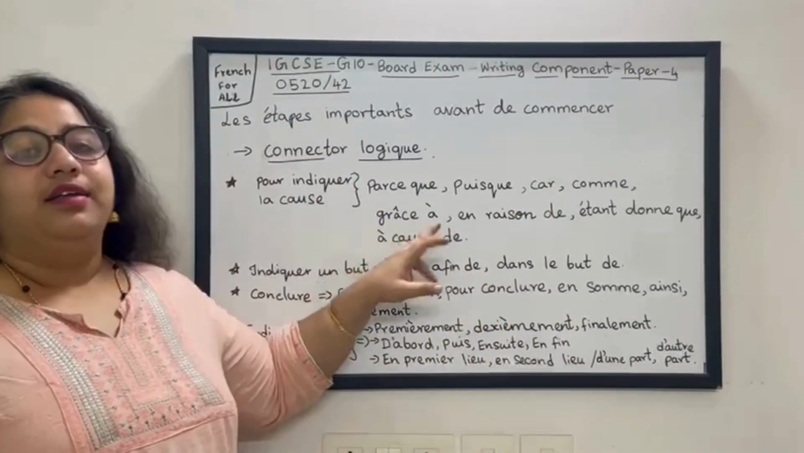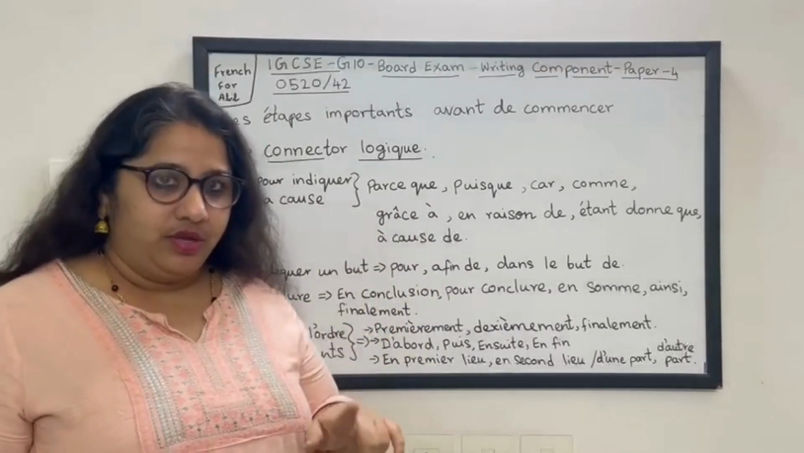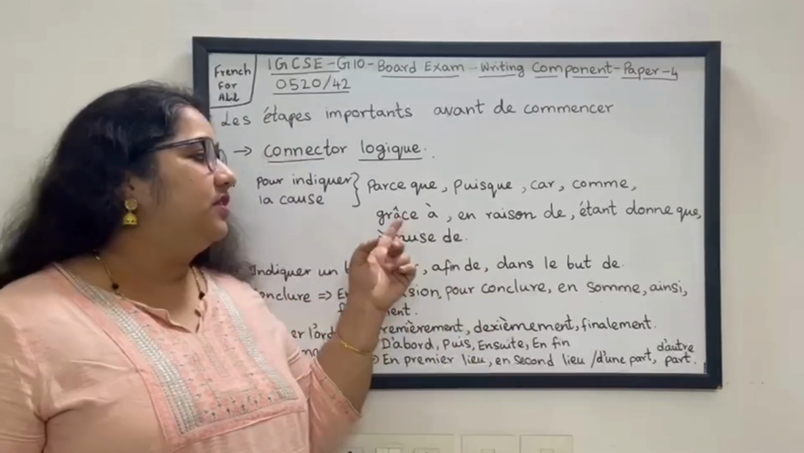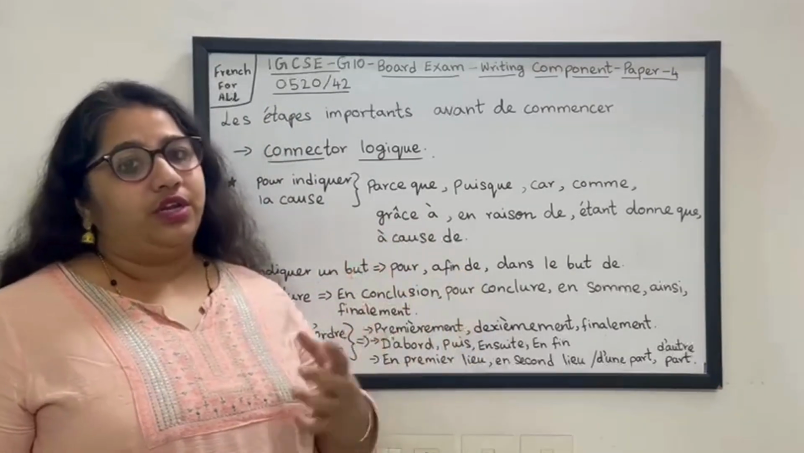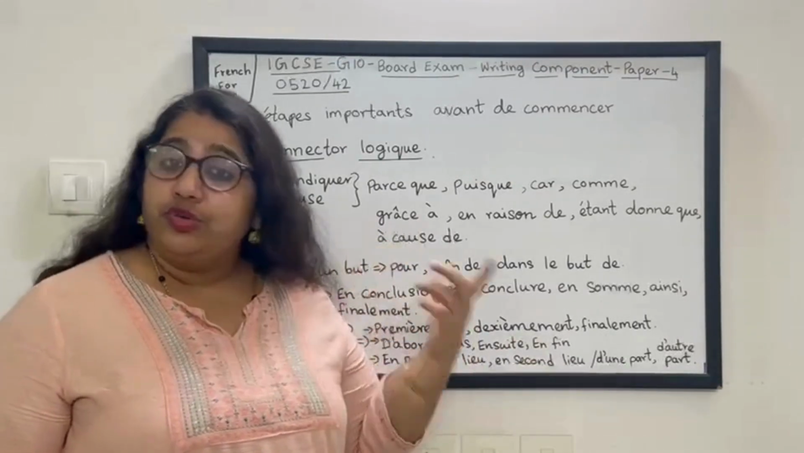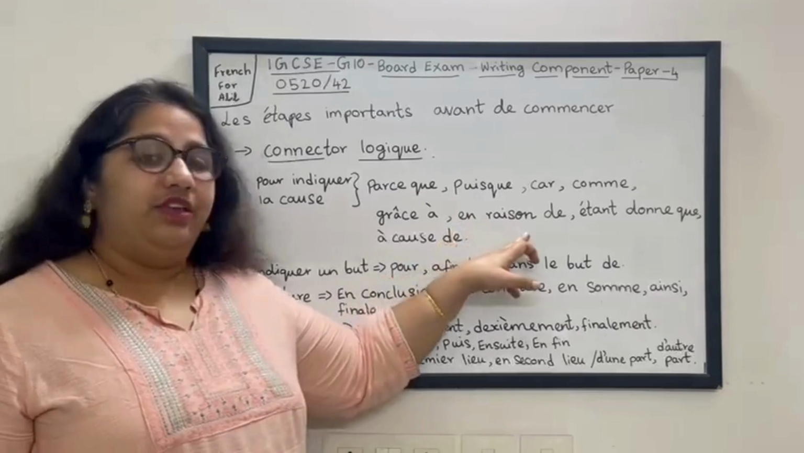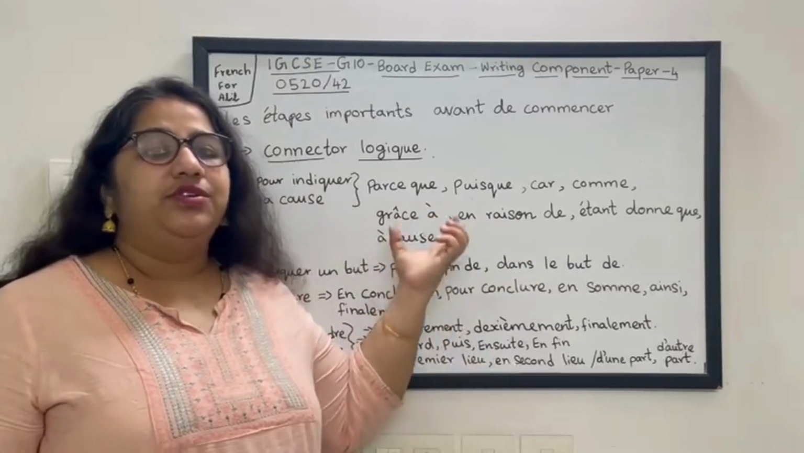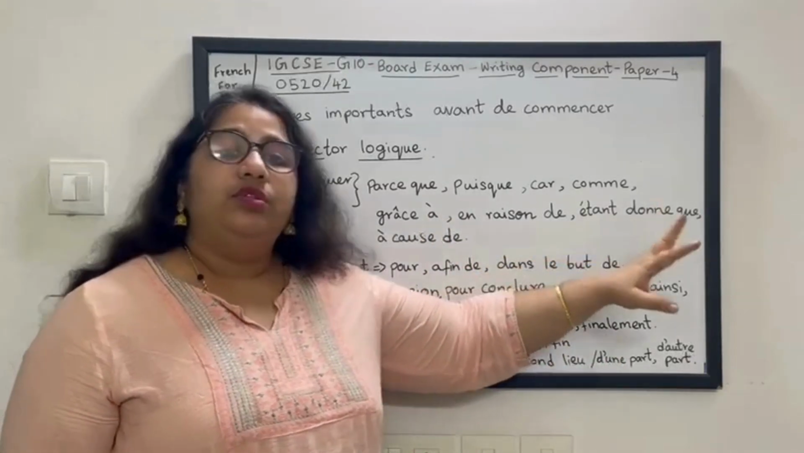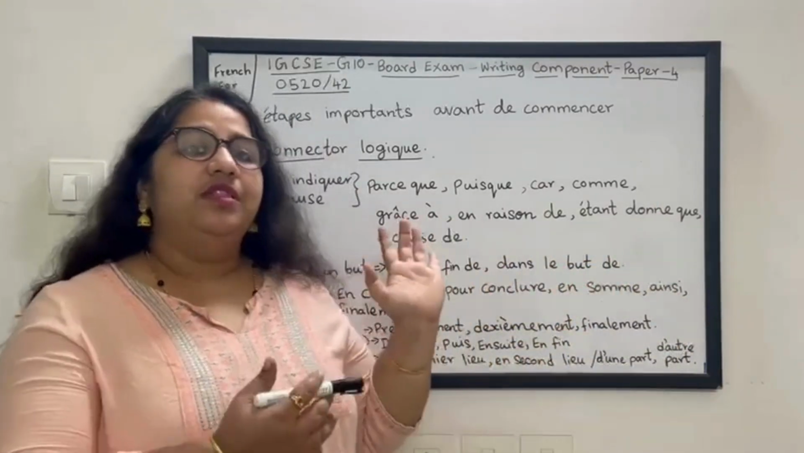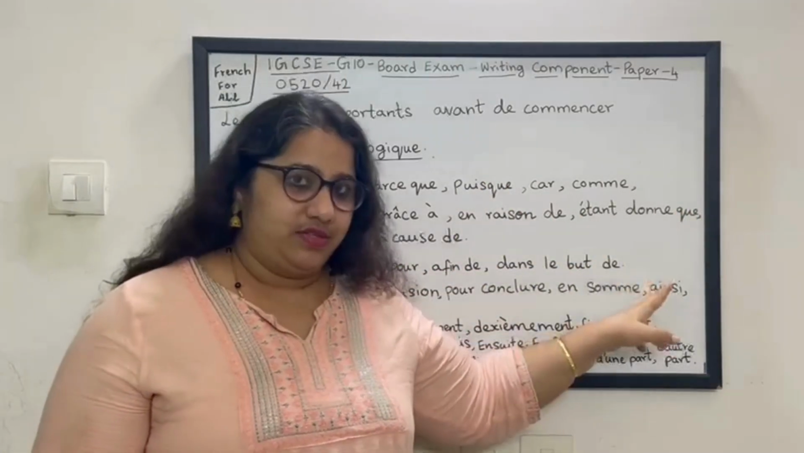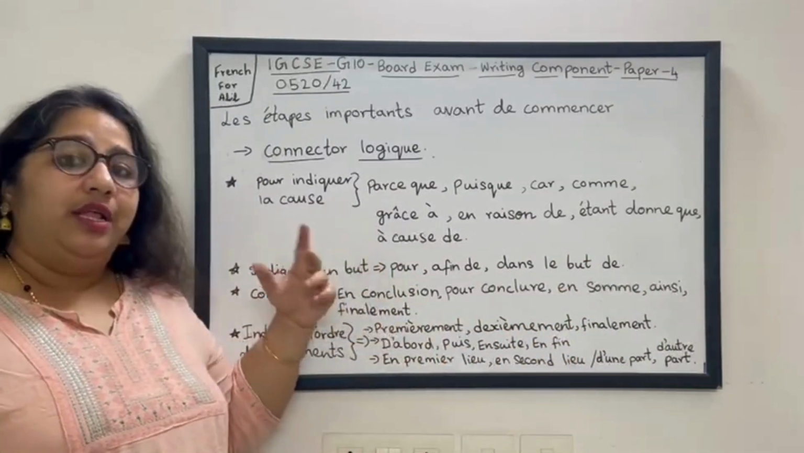Okay. And grâce à, this is also to tell the reason, but when you want to tell a positive reason, you use grâce à. Thanks to technology, we are able to access a plethora of information. En raison de is also a way to tell the reason, meaning because of. Étant donné que, given the situation, and then you should say a sentence after this. This is also used to tell the reason.